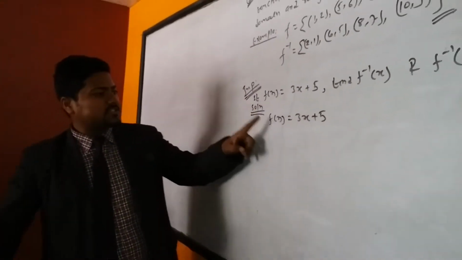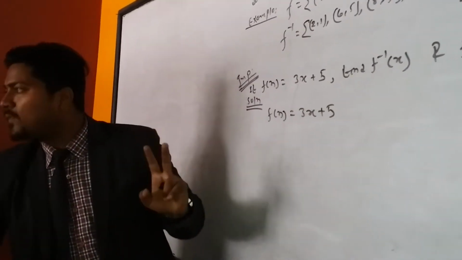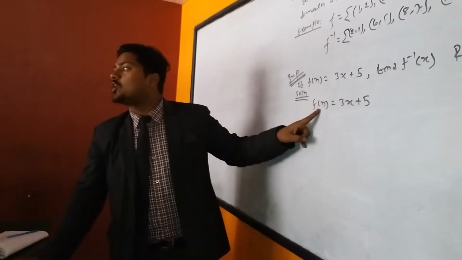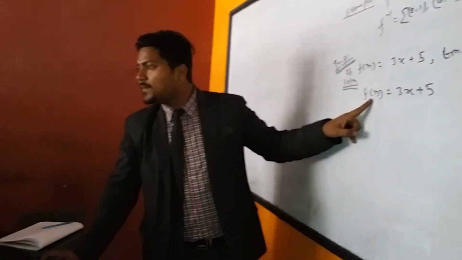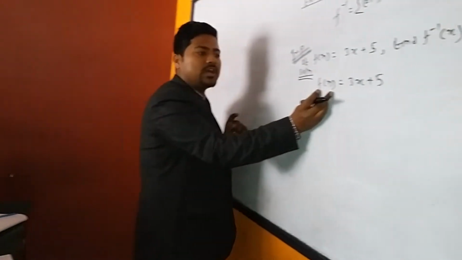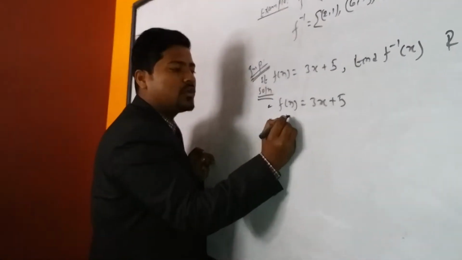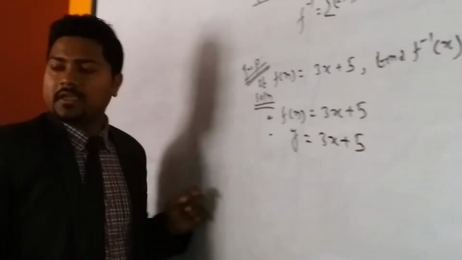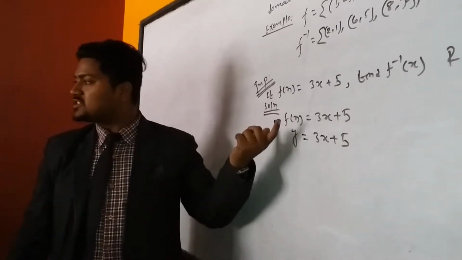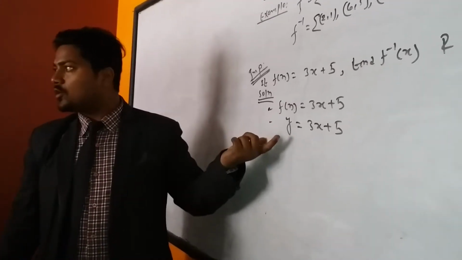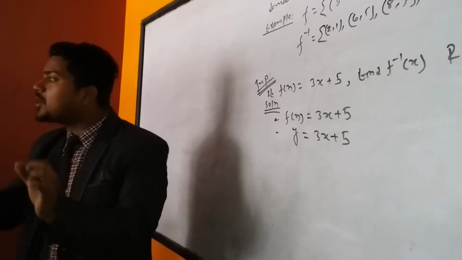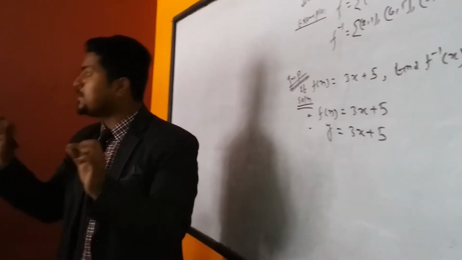Here f(x) is given as 3x plus 5. Now remember, f(x) always means y. So in place of f(x) you can put y. y is equal to 3x plus 5. It means f(x) is the range, that's why we put y here. Understood or not? So y is equal to 3x plus 5.